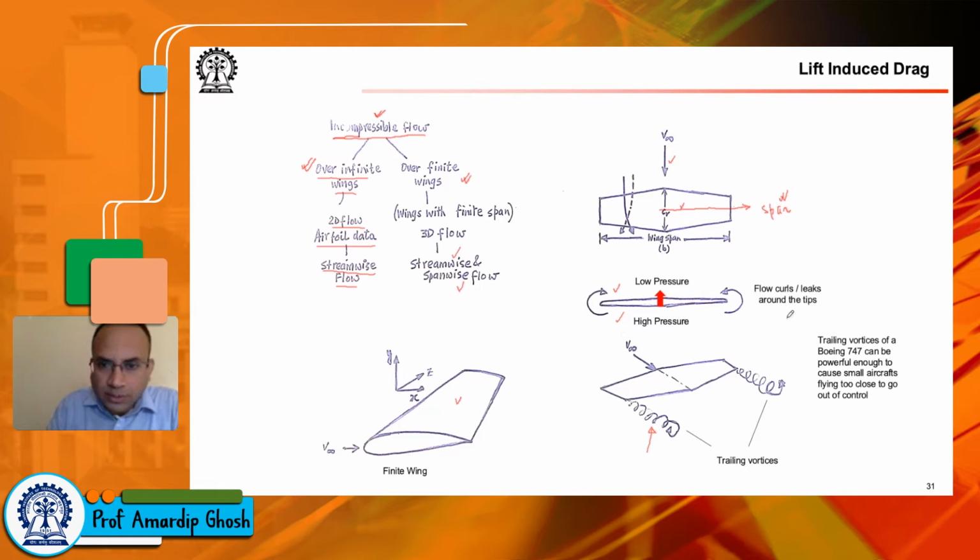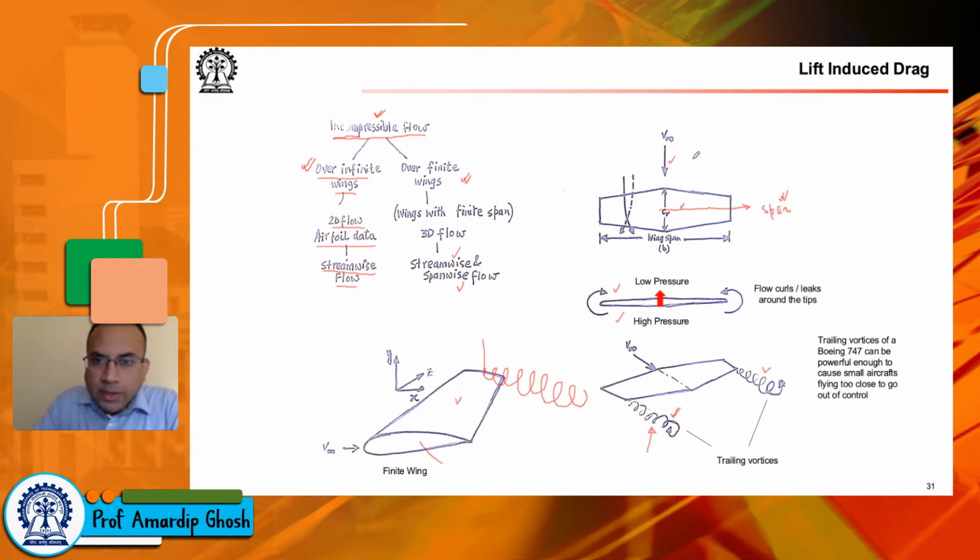So this is an important concept. This one is a finite wing. Okay, so we have the root chord, you have the tip chord, and when you have a pressure difference, flow from the lower surface moves to the upper surface, and in that manner, a vortex trail like this is created. That's what we see here and here. See, these are the trailing vortices.